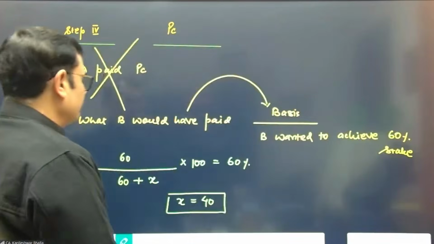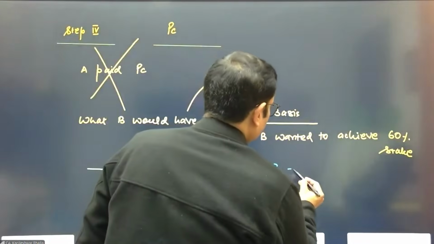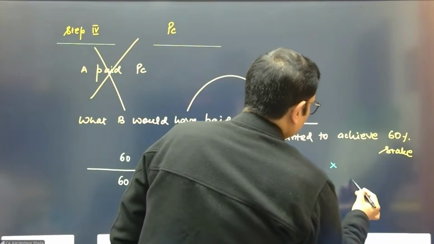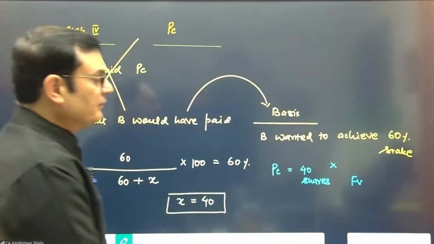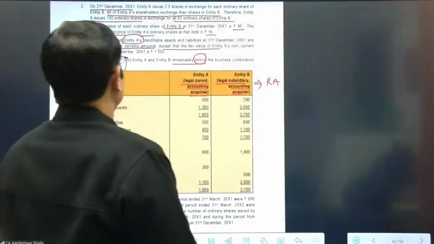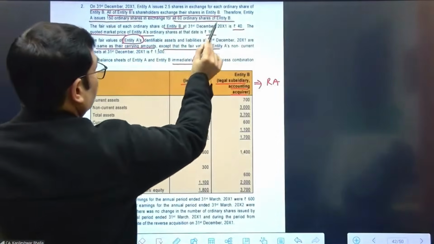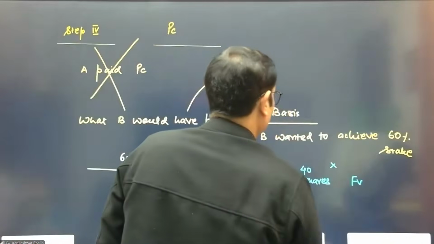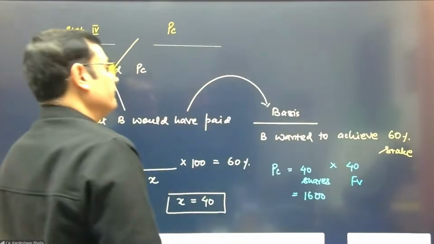So now we can calculate the purchase consideration. So we can say the purchase consideration is B would have issued 40 shares in his own company. And let's multiply this with the fair value per share. And I think that is already given in the question, that the fair value of B shares is 40. So we can see the fair value of the shares is supposed to be 40. So my purchase consideration works out at 1600.